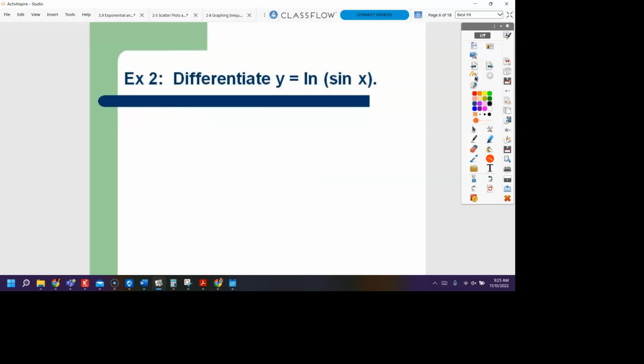Works the same with trig. So inside of natural log is sine x. Derivative of sine is cosine, so dy dx, or y prime, is cosine over sine.